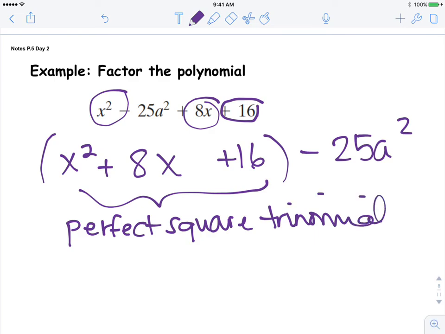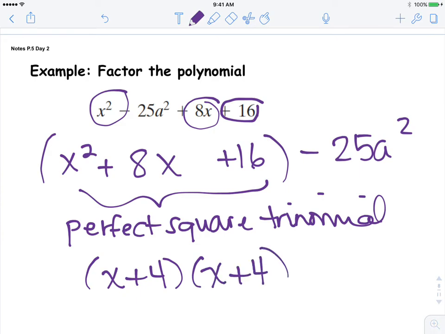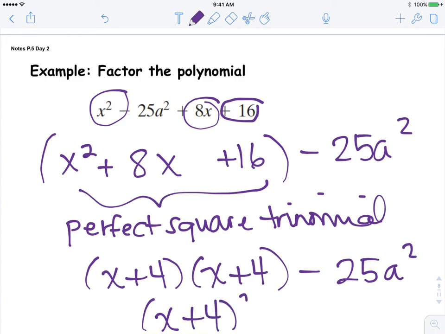So what are the factors of 16 that add to 8? Well, they are 4 and 4. So this will become x plus 4 and x plus 4, and then minus 25a squared. And now we can group those as x plus 4 all squared minus 25a squared.